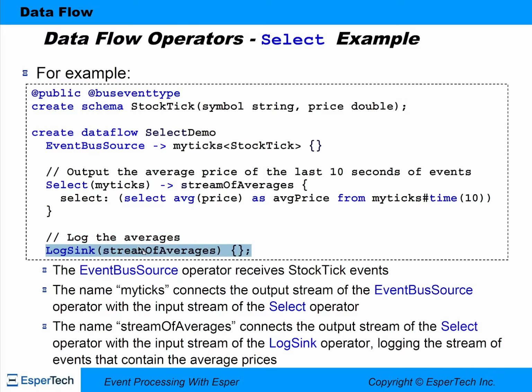LogSink takes StreamOfAverages. The event bus source operator receives stock tick events. The name mytics connects the output stream of the event bus source operator with the input stream of a select operator. The name stream of averages connects the output stream of a select operator with the input stream of the log sync operator, logging the stream of events that contain the average prices.